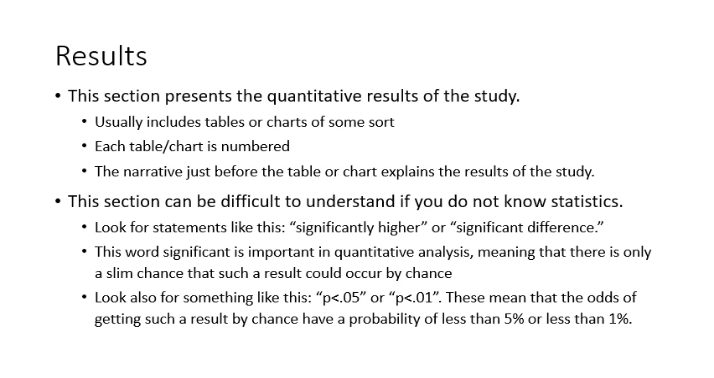So you can look for statements like significantly higher or significant difference. That word significant is really important because it means that there's only a slim chance that this result could occur by chance. And you could also look for something like p less than 0.05 or p less than 0.01, because that means that the odds of getting such a result by chance have a probability of less than 5% or less than 1%. So these are the things you can look for. So let's take a look in our paper.